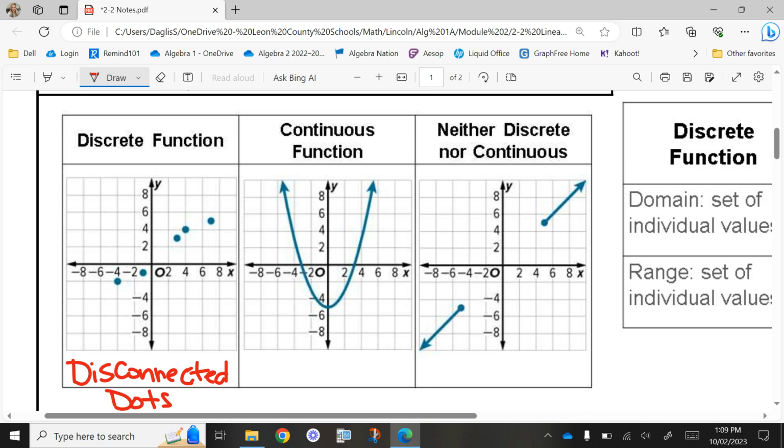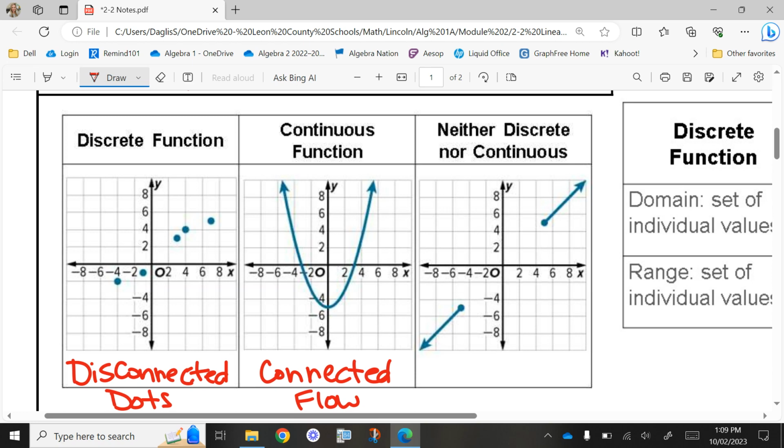Look at the continuous one in the middle. How is that one a little bit different? I've got arrows on the end. Do you see dots being separated? No, it's a continuous flow. So these are connected. Continuous is a connected flow between all your points. There's no stopping at all.